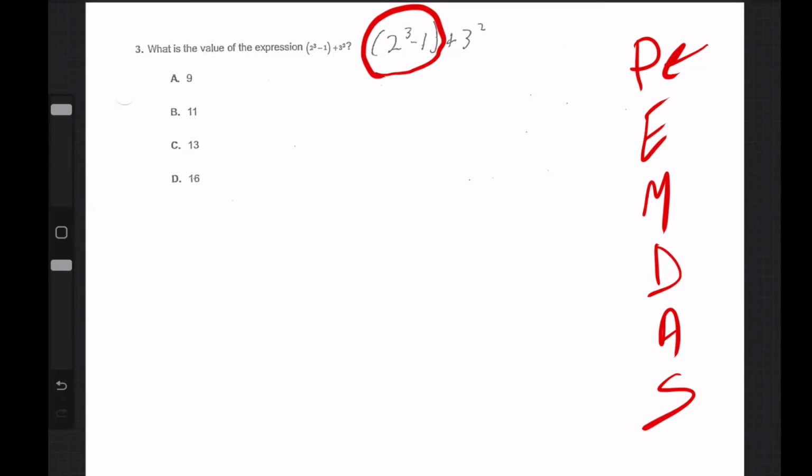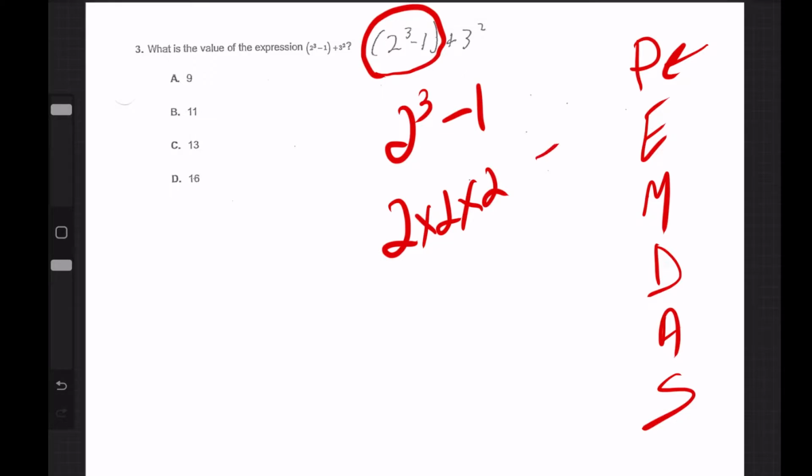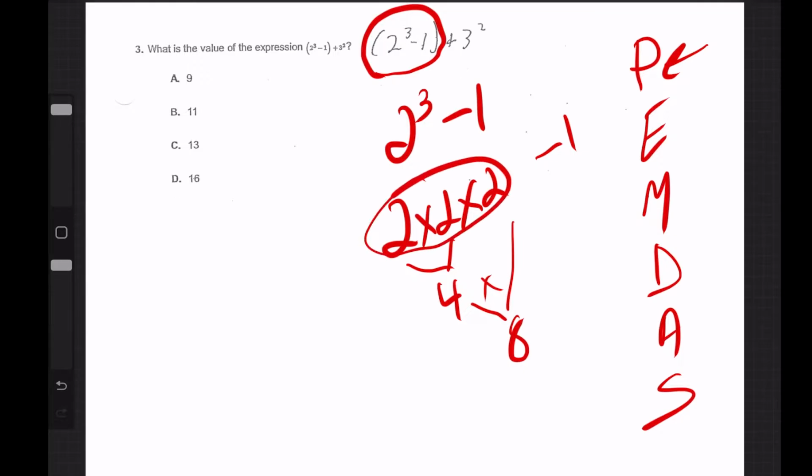In the parentheses, we have 2 to the third power minus 1. 2 to the third power is the same as saying 2 times 2 times 2. And whatever that is, we're going to subtract 1. Well, first, let's figure this out. 2 times 2 is 4. Then we're going to take that 4 and multiply it by 2, and we're going to get 8. Now, it's important that you don't just do 3 times 2 or 2 times 3, because that's wrong. So we're going to rewrite the problem as 8 minus 1 plus 3 to the second power.